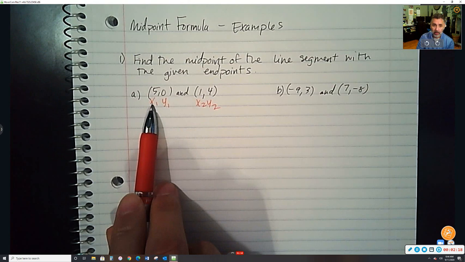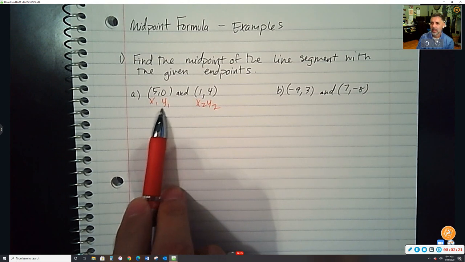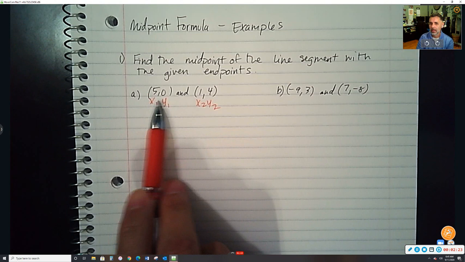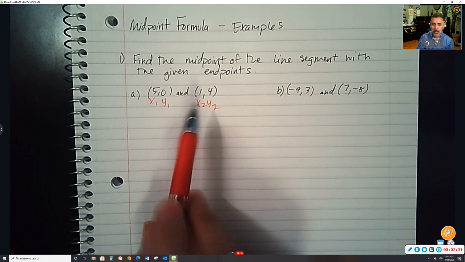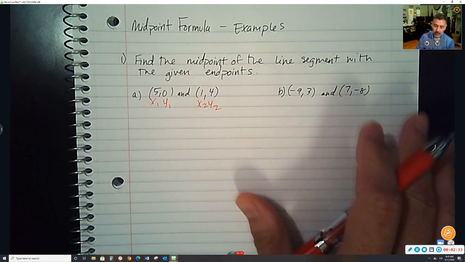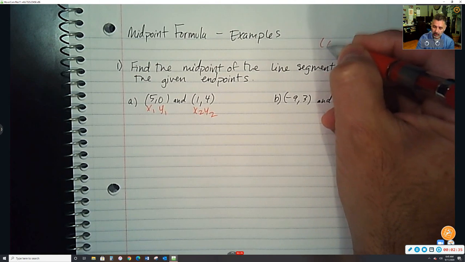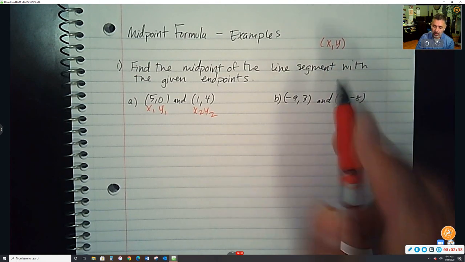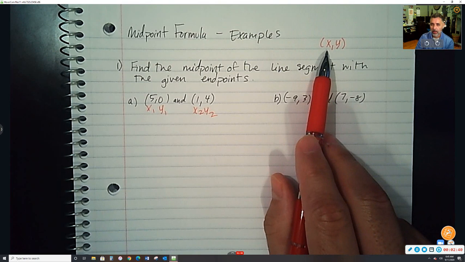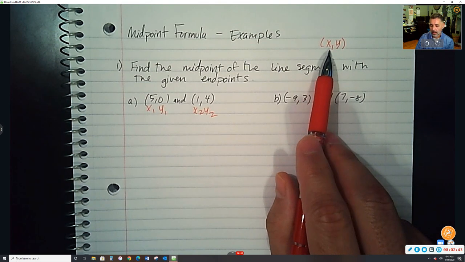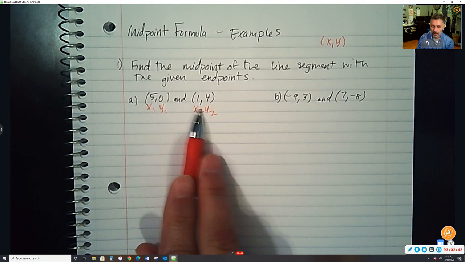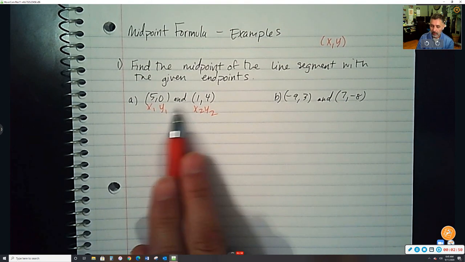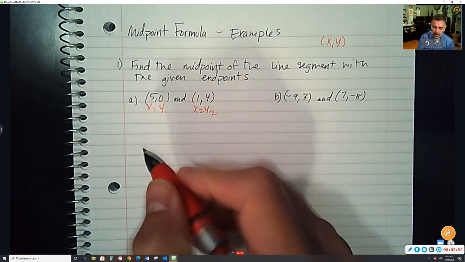This one's the x1, y1, and the reason they put a 1 there is that it's the first point, and that's the second point. Hopefully from algebra and pre-algebra you remember every point has a coordinate pair, or an ordered pair, x, y. So if I want to find the midpoint that connects these two endpoints, I'm going to use the formula.